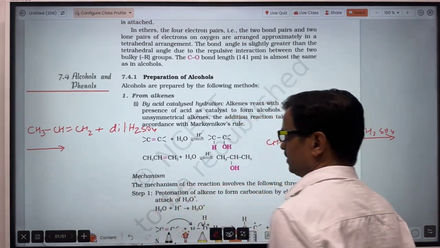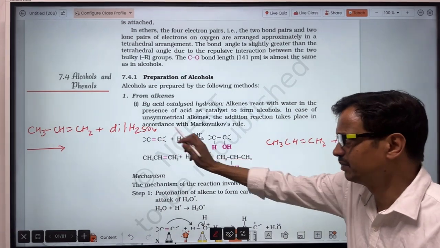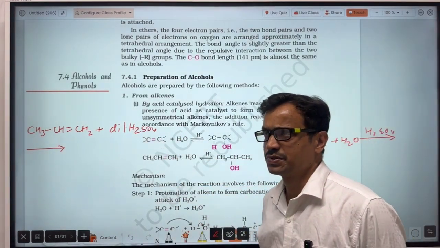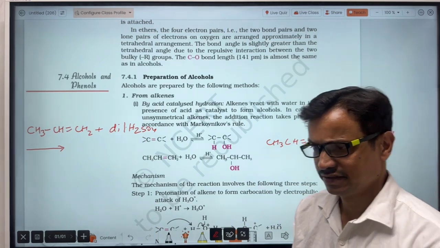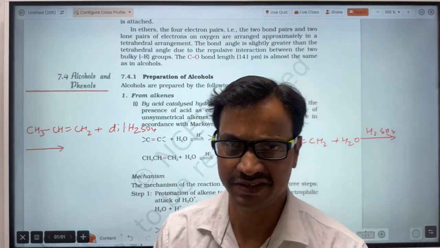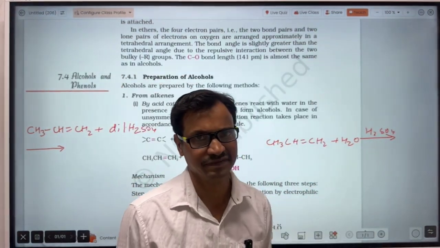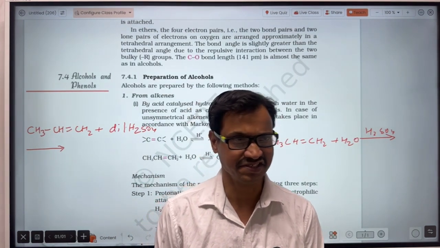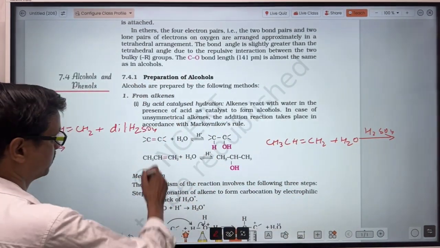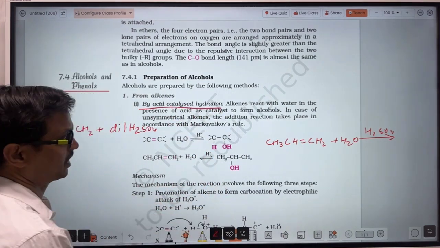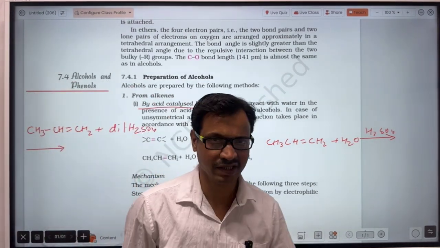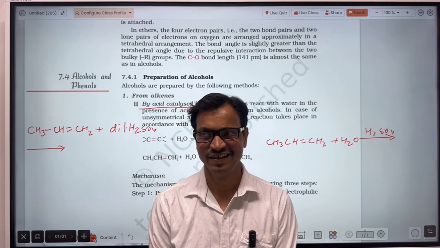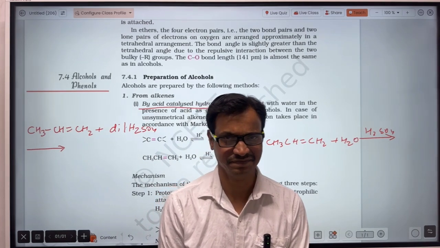In the examination, the question may be in this form or in this form. Here it is written dilute H2SO4, so it is understood that water will be there. Actually, during the reaction, water gets added and H2SO4 acts as catalyst. So acid catalyzed hydration means water gets added in the presence of acid. Here H2SO4 is taken as the acid.